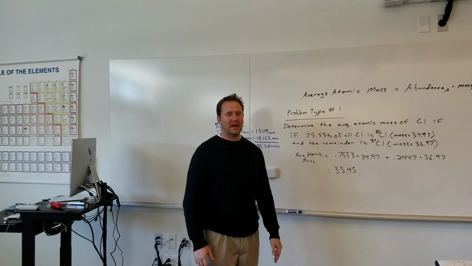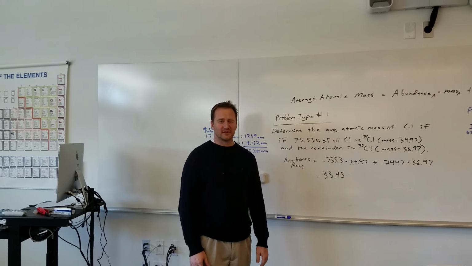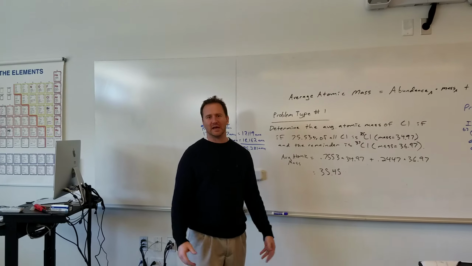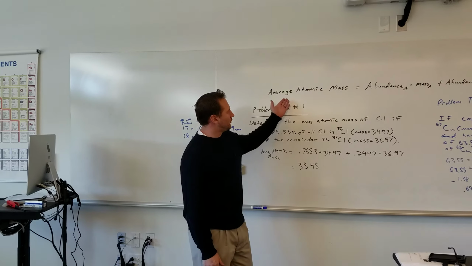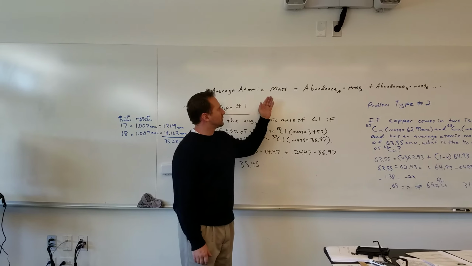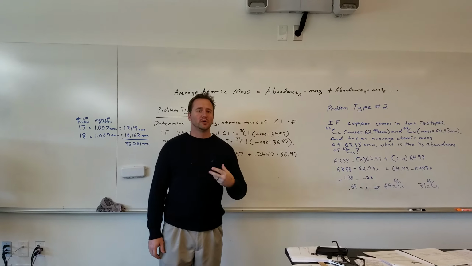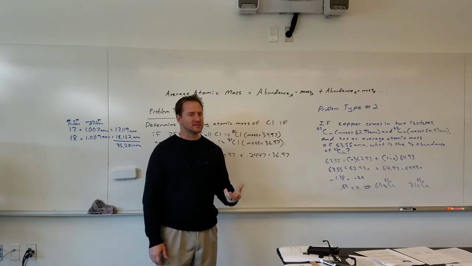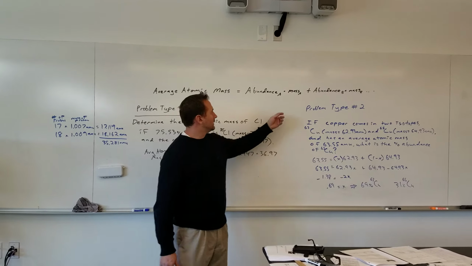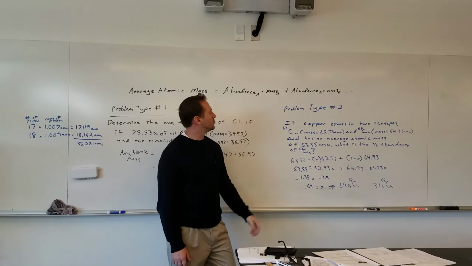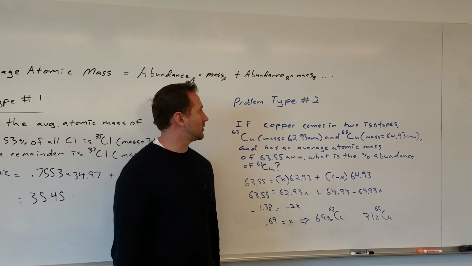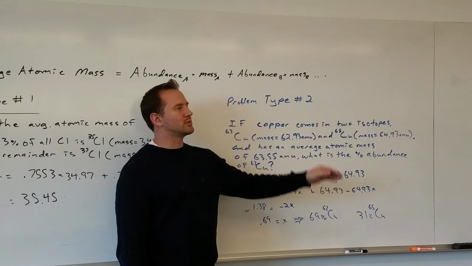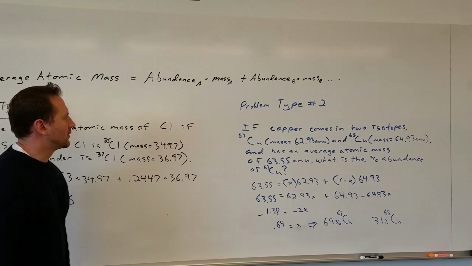Today we're going to talk about average atomic mass, which is exactly what it sounds like: the average mass of an atom of a given element. The formula that we're going to use is that the average atomic mass is equal to the abundance, which is the percentage represented as a decimal of that isotope, times the mass of that isotope, plus the abundance of another isotope times the mass of that isotope. And if there's more than two, you just keep going and extending this equation.